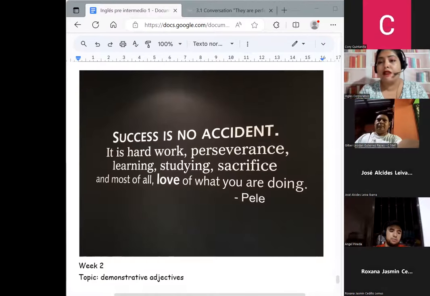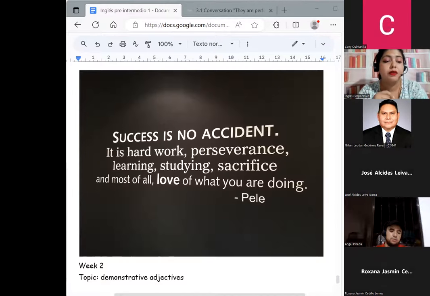But if you don't have the information, don't worry. We are going to talk about the demonstrative adjectives today. So we're going to listen to the conversation. That is the first thing that we are going to do. And then we're going to talk about what the demonstrative adjectives are. And we are going to see the four different demonstrative adjectives that we are going to see today. So let's begin this session with the first conversation.